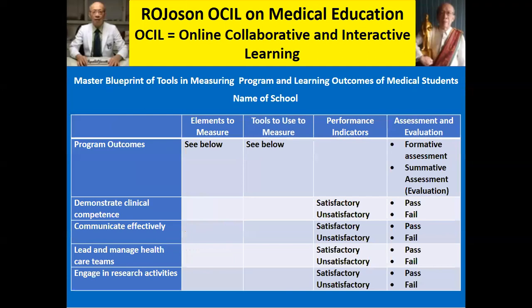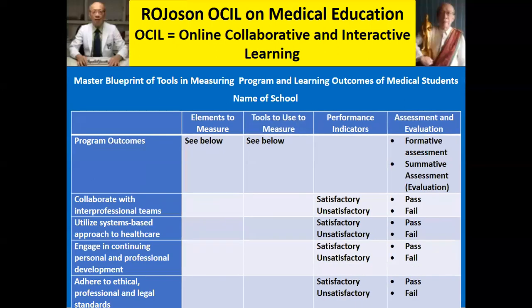Now, as to the program outcomes, so listed here are the program outcomes required by CHED or indicated by CHED. Okay. So all of them will have performance indicators of satisfactory and unsatisfactory. Then there should be indications of whether it's formative or summative when it comes to the time that the tools are being used to measure, okay, either pass or fail. The other program objectives, similar entries on the table.